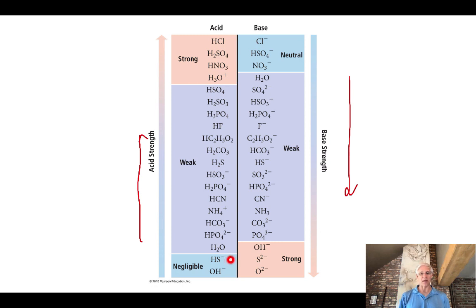We have things like HS minus, which has no acid strength at all, but it does have a strong conjugate base, S2 minus, the sulfide ion. So just kind of an interesting table. It really indicates that inverse relationship between the strength of an acid or base and its conjugate.